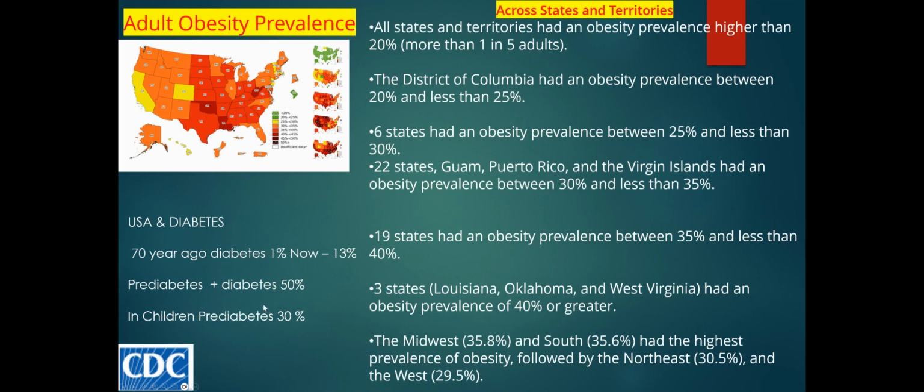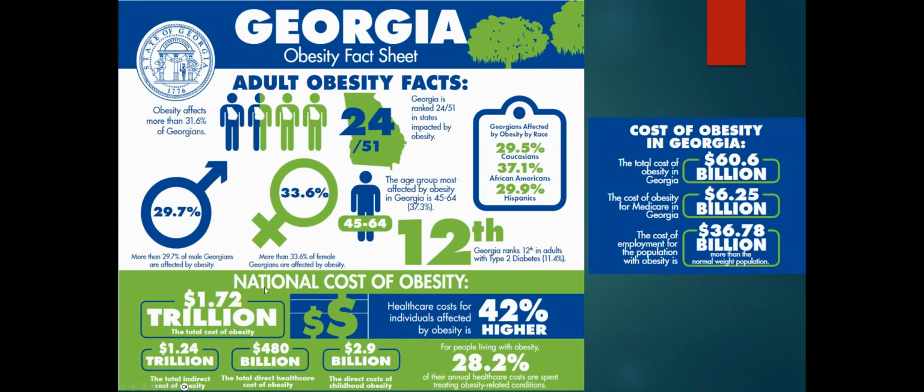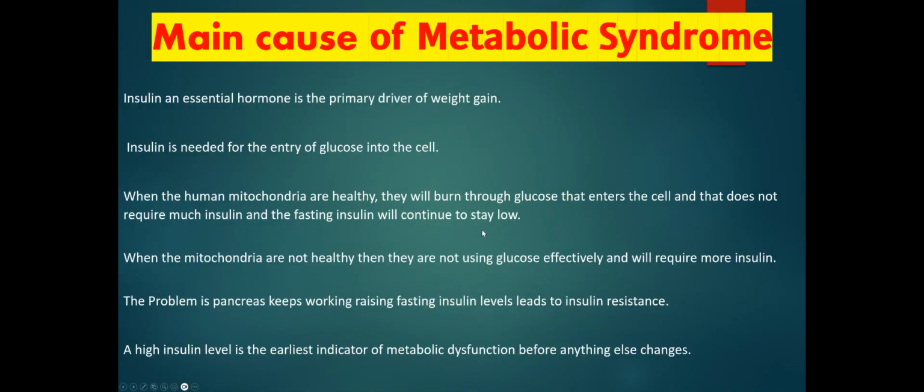So this is the state of healthcare that we are in, and the state that I am from is ranked 12th in the country. In the age group of 45 to 60, 37% of the population has obesity. The national cost of obesity is around $1.72 trillion, and healthcare costs for an individual affected by obesity are 42% higher or more. So unless we do something major and understand the main causes of metabolic syndrome, we cannot make that impactful change. The main cause is insulin.